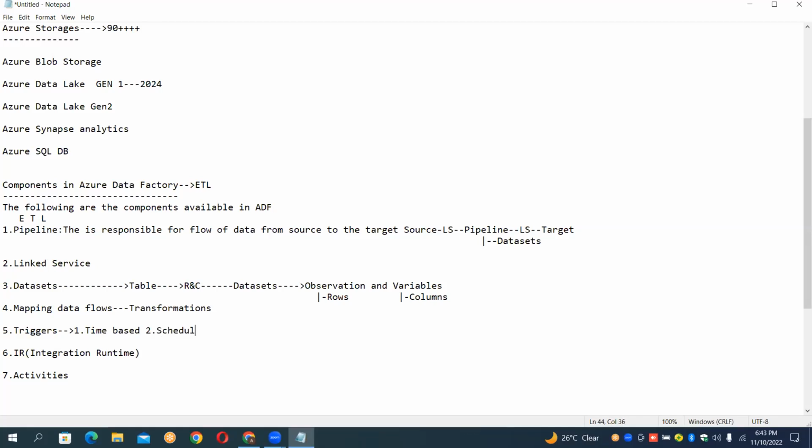Okay, sorry. The first one is the scheduled trigger. Then we have, what is that? Clock-based trigger.